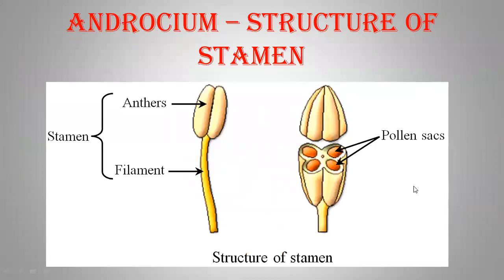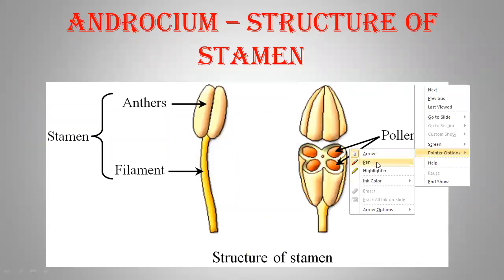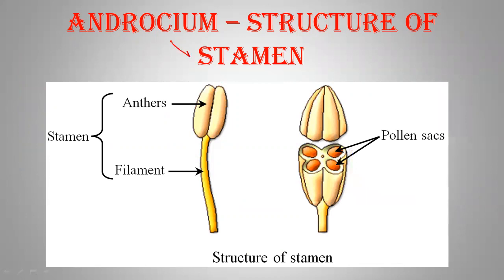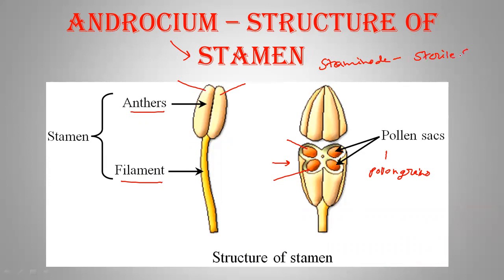Next is androecium. Androecium is the male reproductive part of the flower, and one unit is called a stamen. Stamen is made up of filament and anther. Anthers are bilobed, and each lobe has two pollen sacs in which pollen grains grow. When a stamen doesn't produce pollen grains or does not participate in reproduction, it is called staminode. Staminode means sterile stamen.